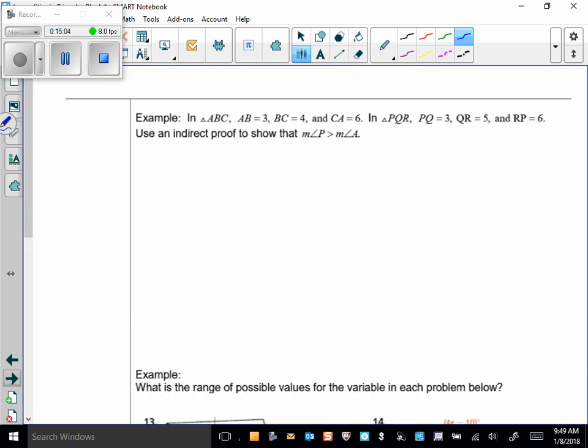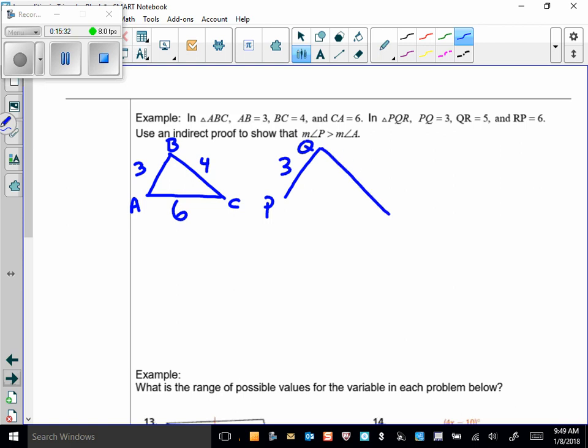What do we have next? In triangle ABC, AB is 3, BC is 4, CA is 6. In triangle PQR, PQ is 3, QR is 5, and RP is 6. So let's mark what I have that's congruent here. These two are congruent.